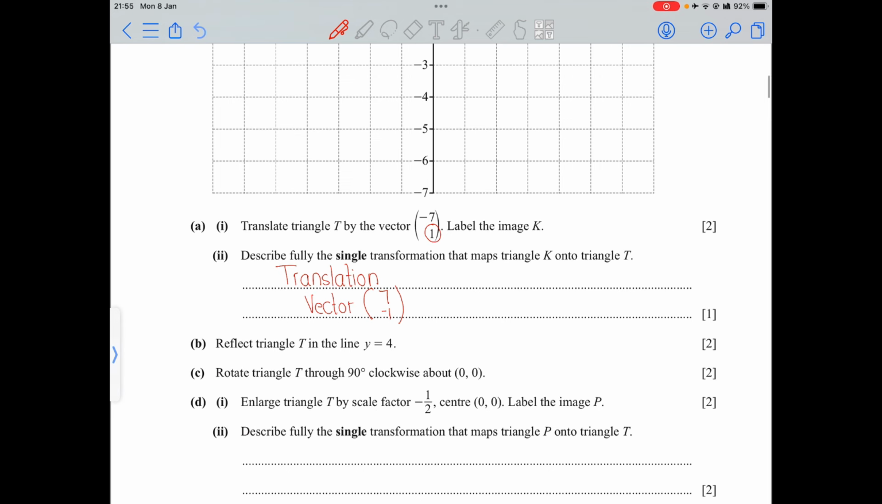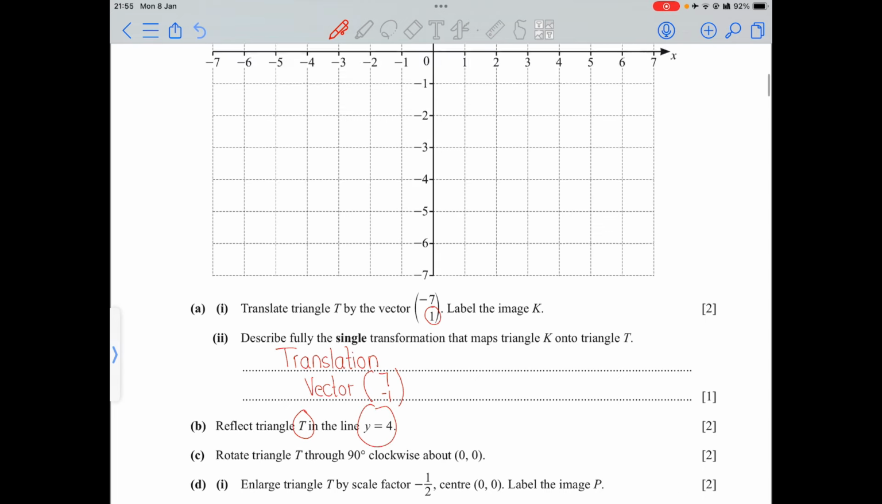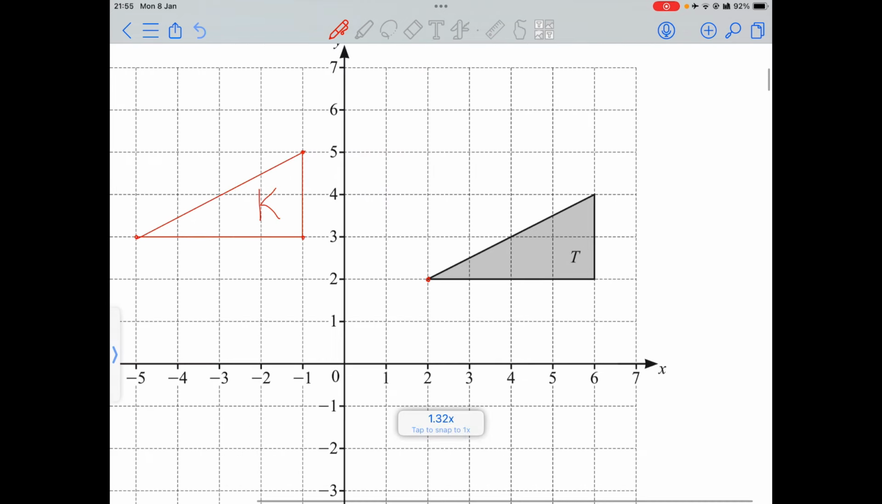Reflect triangle T in the line y equals 4. Now if you take the line y equals 4, it's basically this line, and so reflection in this line is going to be a pretty easy process. This point remains wherever it is. This is 2 points, so again we take this, and this is basically again 2 points, so we take this.